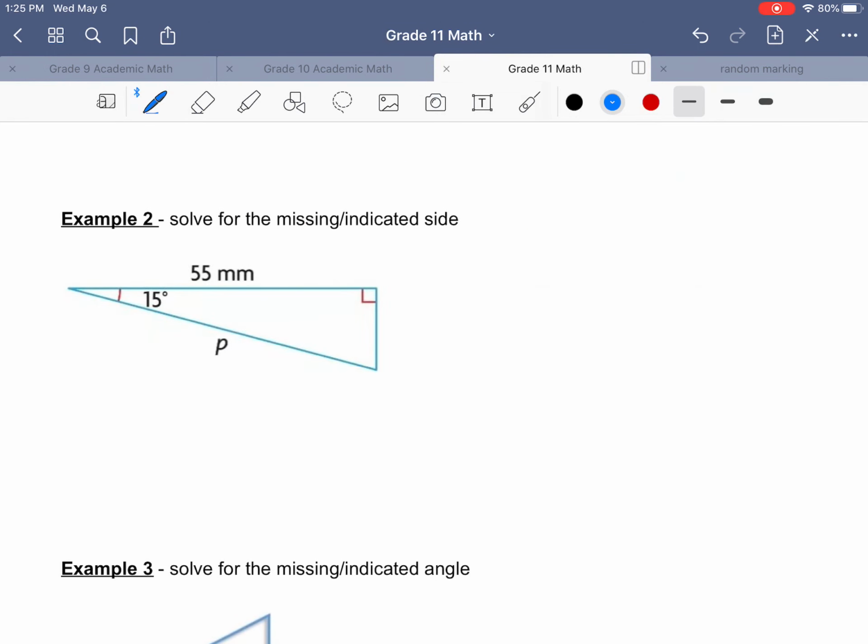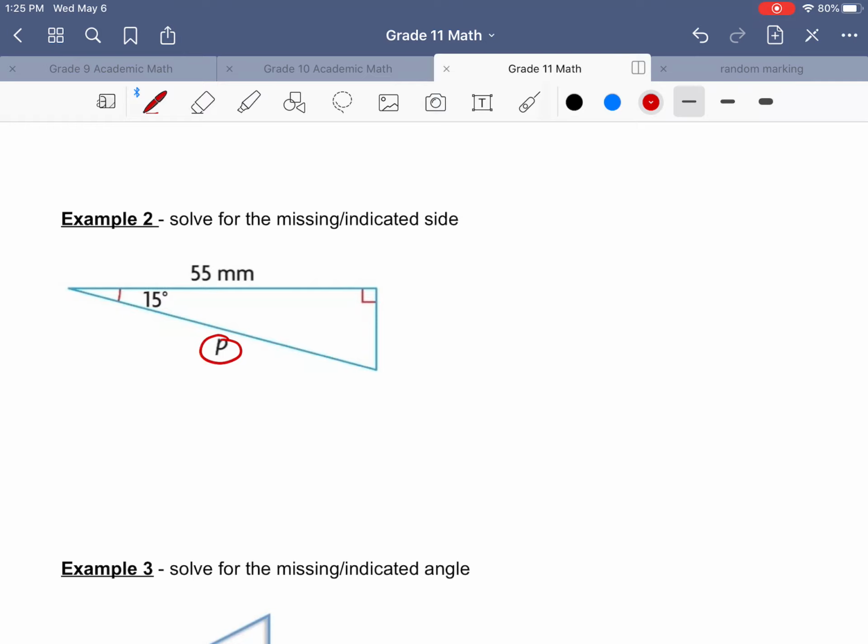So example 2 is another one where we're going to be solving for the missing or the indicated side, and you'll notice that there's a lot less labeling on this triangle. So our missing or indicated side is right here. We have a lowercase p, and then we have an angle right there that is 15 degrees, and we have another side that is 55 millimeters.